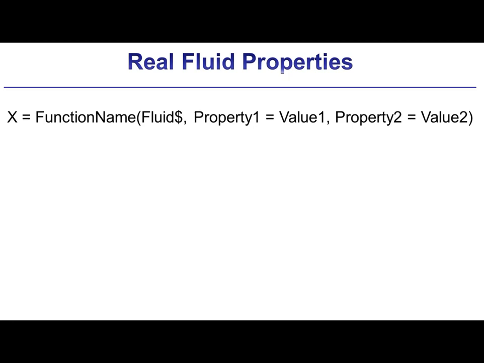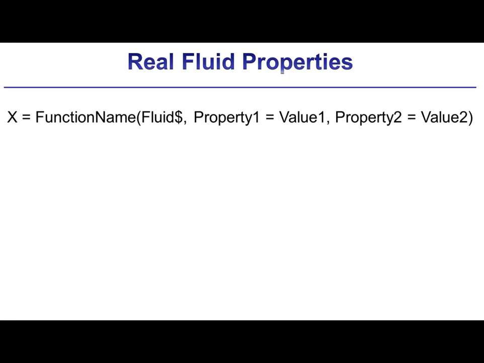Then you need 2 properties to fix the state. So the second and third arguments indicate both which 2 properties are being specified as well as what the values of those properties are. Property 1 equals is an indicator that identifies what the first property is, and then value 1 is the value of that property. And then property 2 and value 2 are the indicator and the value of the second property that's required to fix the state. So for example, if property 1 equals is T equals, then that says that temperature is specified. H would indicate specific enthalpy is being specified, and so on.